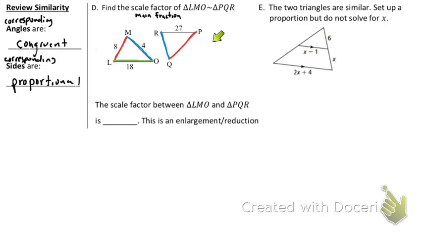So let's look at our statement. And it's kind of obvious who LO matches with, but let's just double check. LO matches with PR. So I can use those two sides for my scale factor. So I'm going to go for my scale factor. I'm going to use LO over PR.